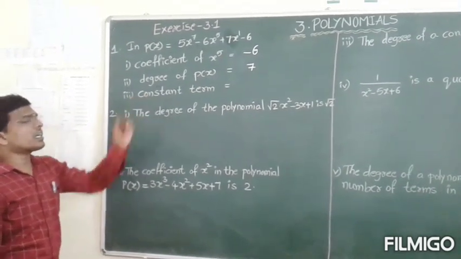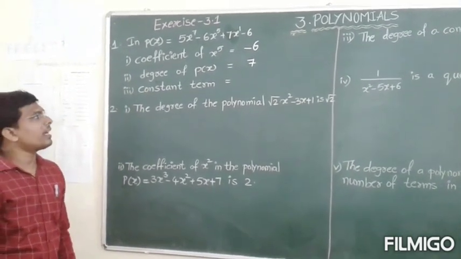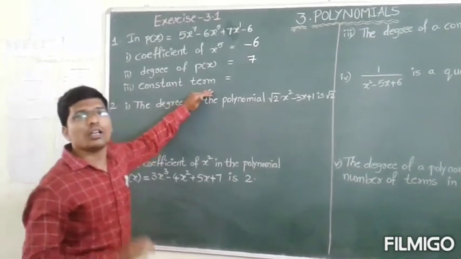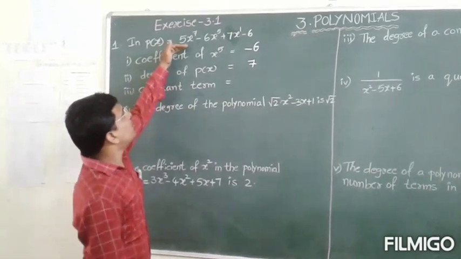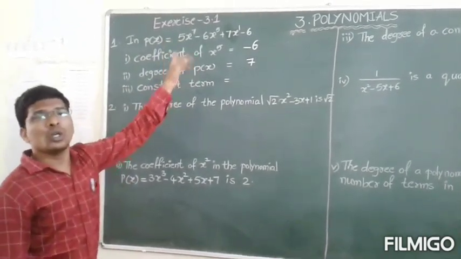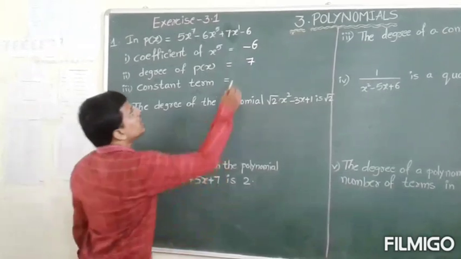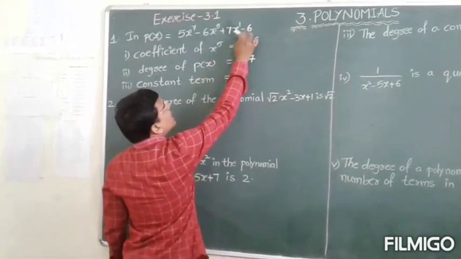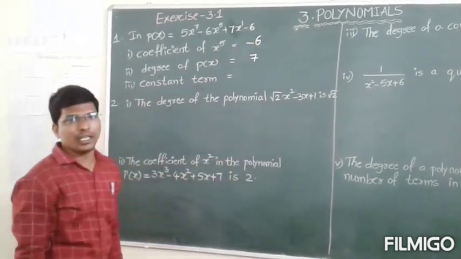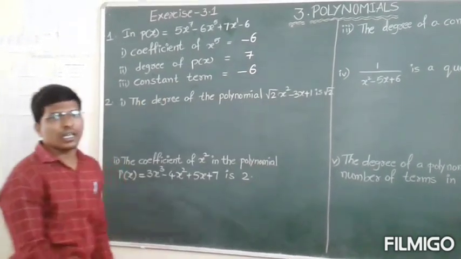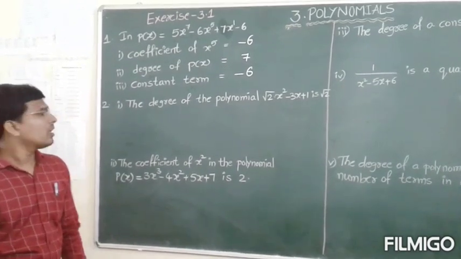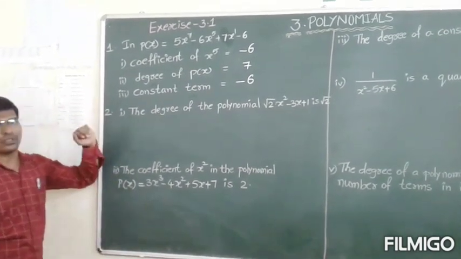Next, constant term. Constant term means the term which does not involve the variable x. So in the given polynomial, which term has no x? Obviously minus 6 does not involve any variable here. So that's why minus 6 is known as the constant term. Next, we're going to the second question.